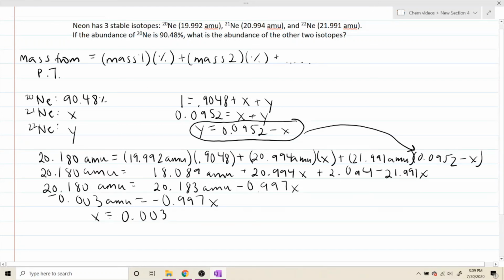So this is our term for X, and that means the percent abundance of neon 21 must be 0.3%. And for our percent abundance of Y, we can plug the 0.003 into this equation that we already solved for. So 0.0952 minus 0.003 gets us 9.2%. And then as a little check at the end of our problem, we can add up the percent for each isotope and they should equal 100%.